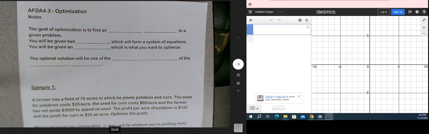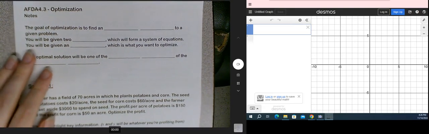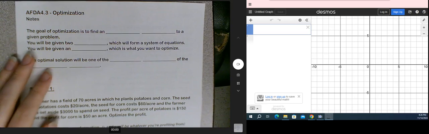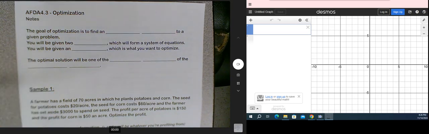Okay, so this is my first time trying a double screen record like this, so let's hope it goes alright. So I have my notes here on the left, and then my Desmos on the right, so hopefully this displays like I want it to.